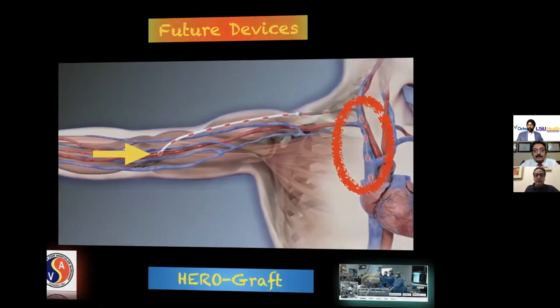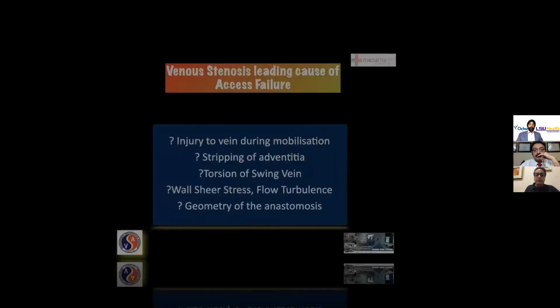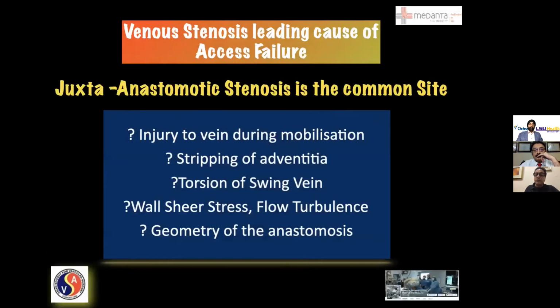So that's important. And now, coming back to AV fistulas, the primary AV fistula is considered the best option for these patients for dialysis, but you must realize that the patency rate at 1 year is only 60%, which means almost 40% of patients will require some sort of intervention to keep these fistulas patent. And the main reason for them to fail is intimal hyperplasia. And you must understand the juxta-anastomotic stenosis is the common site where these patients develop stenosis.